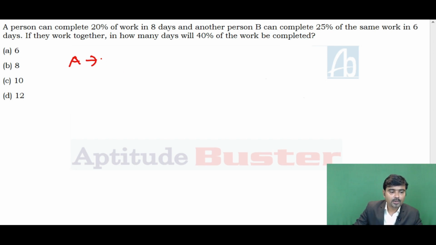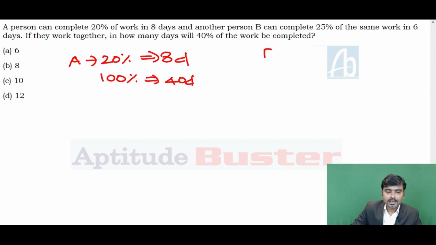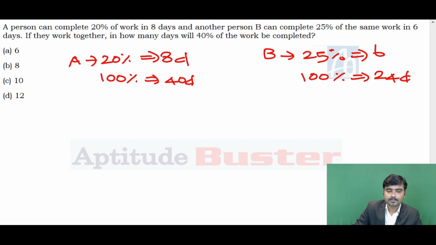A can complete 20% of the work in 8 days, means 100% of the work he can complete in 40 days. B can complete 25% of work in 6 days, means 100% of the work he can complete in 24 days. Have you understood? Next, in this case, I'll assume 120 parts as work. If I assume 120 parts, A can complete 120 parts in 40 days, right?